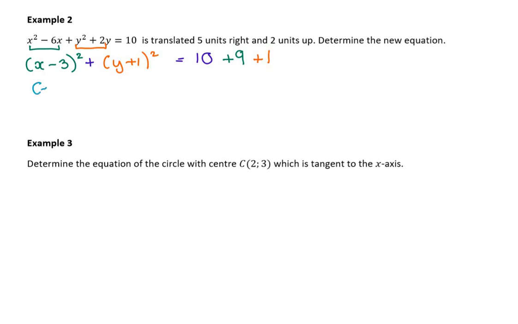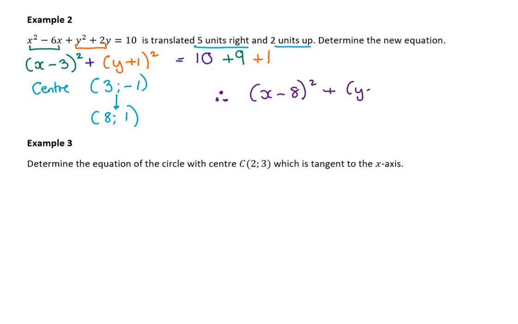So now I can write down the center of this current circle. Currently my center is at 3, negative 1. So if I go 5 units right, this will go to 8. 2 units up, this will go to 1. So therefore, my circle's equation is x minus 8 squared plus y minus 1 squared, and that's equal to 10, 19, and 20. Great, so those are your translation type questions.